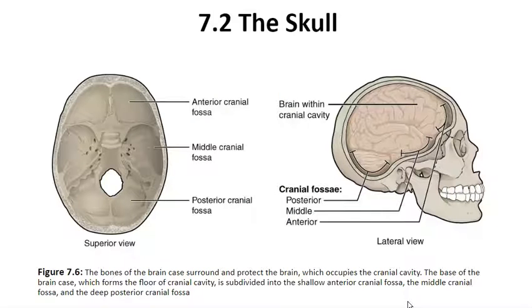The cranial cavity, shown here at the base of the brain case, is divided into the three cranial fossae, anterior, middle, and posterior, and each of these fossae contains a specific region of the brain. Shown here are the frontal lobe, the temporal lobe, and the cerebellum.